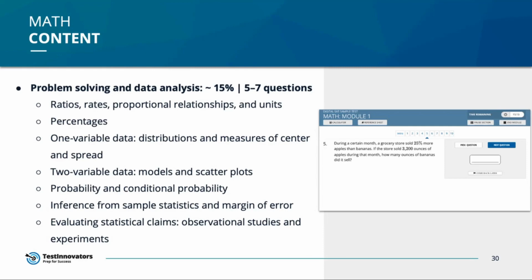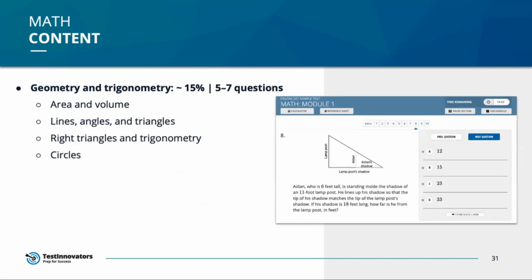So the sample question you can see here is an example of a student-produced response question. So instead of those 4 answer choices, you have a box where you need to enter your own answer. Finally, the remaining 15%, that's another 5 to 7 questions, deals with geometry and trigonometry. So those topics include things like area and volume, lines, angles, and triangles, right triangles and trigonometry, and circles.